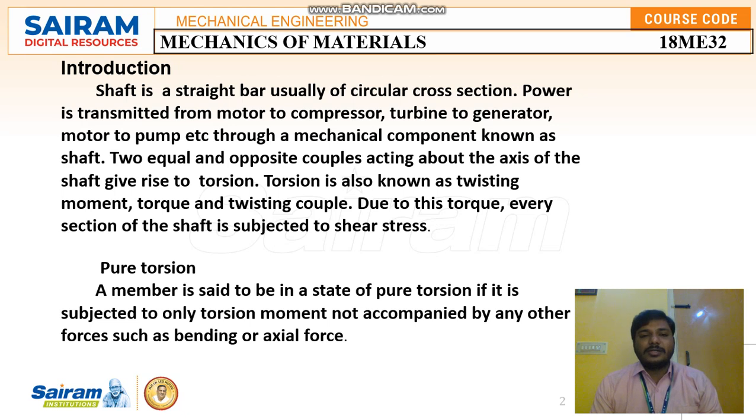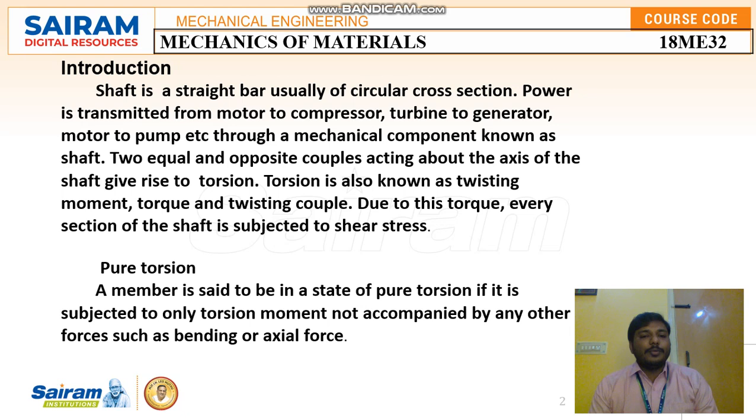Torsion is also known as a twisting moment. The twisting moment is when both ends of the shaft rotate in opposite directions; at one particular point the torque or twisting moment will take place. Exactly at that particular point some angle will be developed, and based on that the twisting moment or torque will be developed. Due to this torque, every section of the shaft is subjected to shear stress.